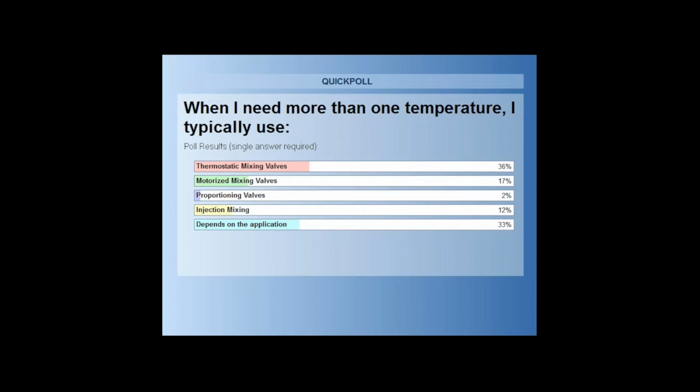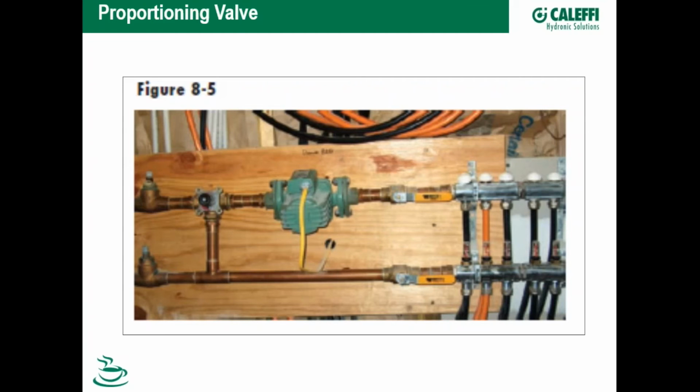Yep, there's our answer. Thermostatic mixing valve, 36%. Motorized second at 17%. Proportional way down, 2%. Yeah, it's a dumb valve. It doesn't do a lot for you. Injection mixing, like you said, was popular back when we had non-condensing boilers, at 12%, and then depends on the application at 33%. So thermostatic mixing, 36%, depends on the application at 33%, and the other one's in between there. So again, thanks everybody for the information and participating. Take it away, Jody. Oh, thank you.